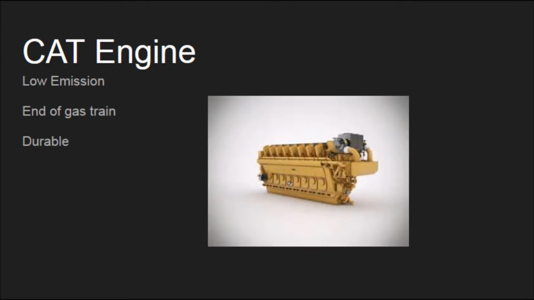Next we'll talk about our CAT engine. A G3 516 CAT engine is needed. We chose that because it has low emissions. It's going to be at the end of the gas stream, and it's designed specifically to take this now clean gas and make power out of it. It's an internal combustion engine.